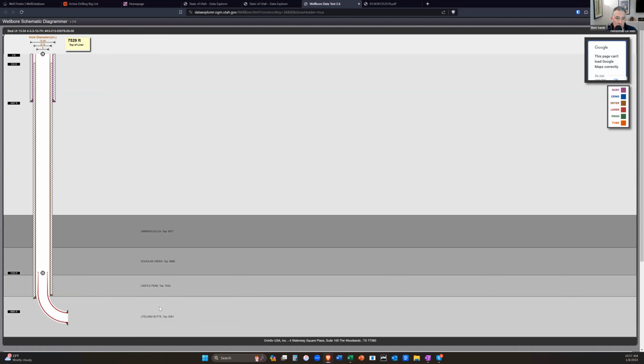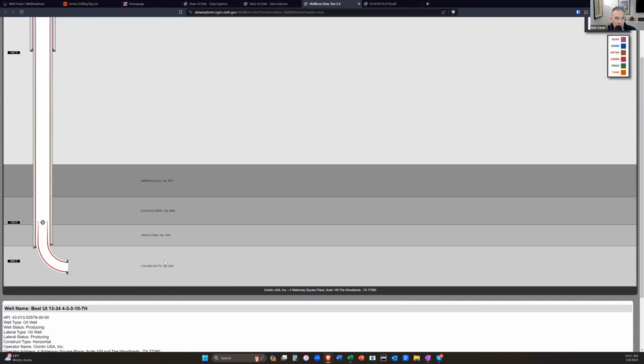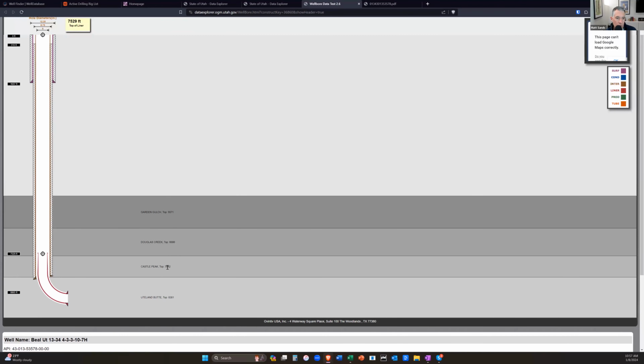In this case, they're targeting the Uteland Butte, which is a really cool way to see the geology here and see which of those stacked formations they're actually going after. And like I said, this could be a situation where they have wells that are going after the Castle Peak, Uteland Butte, and even deeper. So you can kind of see how those stack out.